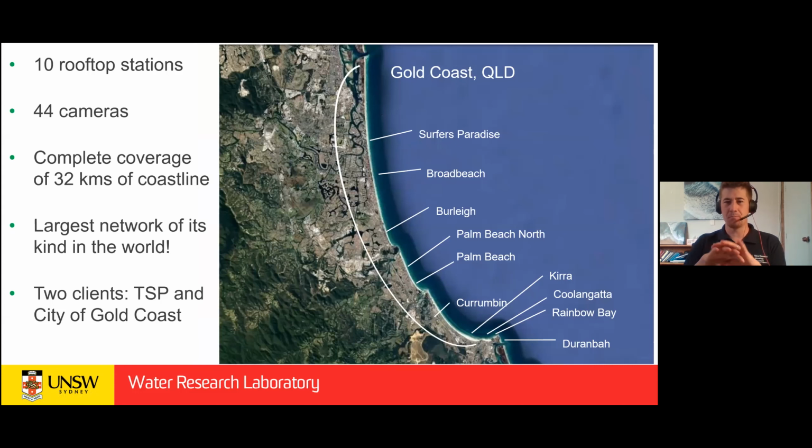on the top of each of those high-rise buildings, we've got a bank of up to 6 cameras. In total, our network on the Gold Coast comprises 44 different cameras. It completely covers a stretch of 32 kilometres from Duranbar down in the south, all the way up to Stradbroke Island in the north. And this network itself is the largest coastal imaging network of its kind in the world.